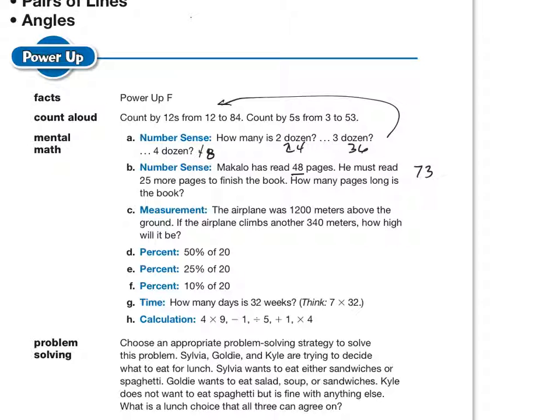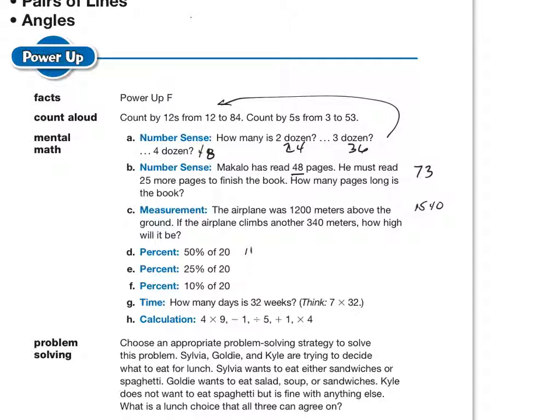And the airplane was 1,200 meters above the ground. If the plane climbs another 340 meters, how high will it be? Then it's just adding that, so it's 1540.